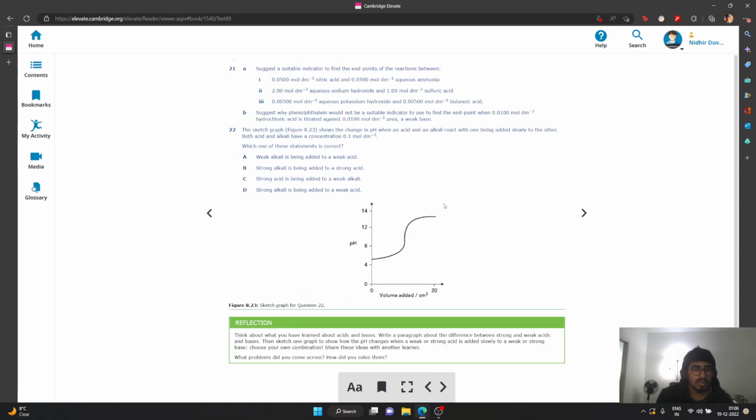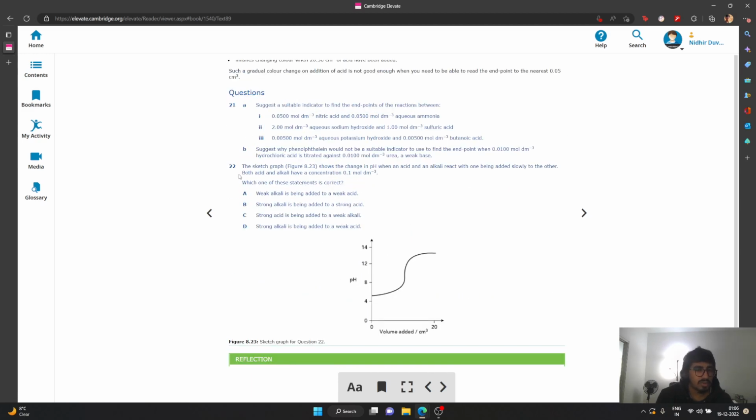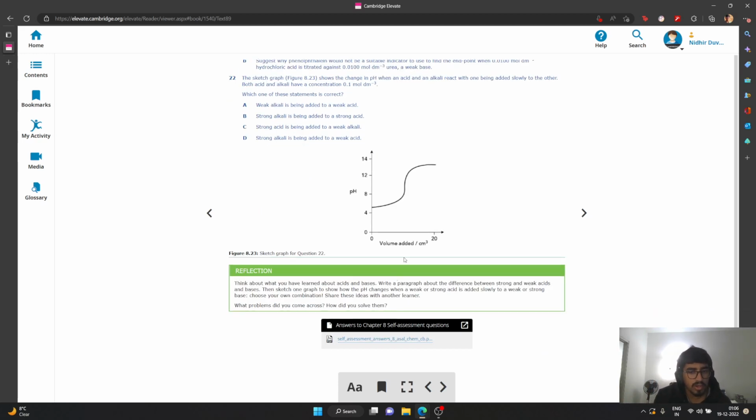One of the exercises here, and you should definitely try to do all 22 questions, is to work out what happened here. Was it a strong acid added to a strong alkali? What is being added to what? Were you adding acid or were you adding a base? And what you were adding to, was it a strong component? What you were adding, was it strong? These are the things you want to think about here.